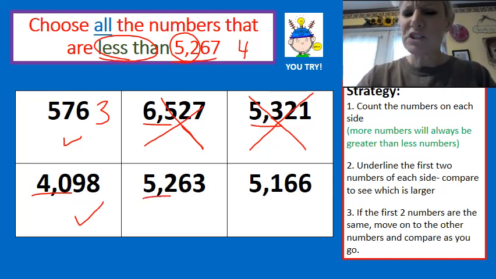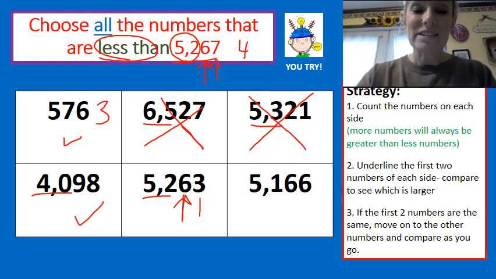The next one has a 52. This has a 52, so I move to the next number. This one had a 6 right here, and this one also has a 6. So we move on to the next one. And this one has a 7, and this is a 3. Is 3 less than 7? Why, yes, it is. So I'm going to give myself a check mark there.